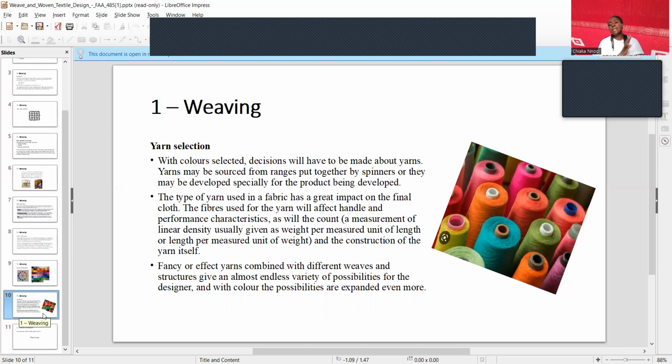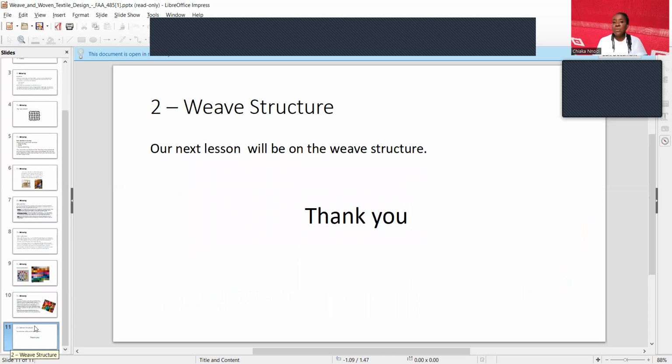So now we have looked at the theory, all these written things about weaving, like an introduction part. Next, in the next class, we are going to be looking at the weave structure, and that's the practical part, where you begin to see how to put this weave together. And so that's lesson 2. So our next lesson will be on weave structure.